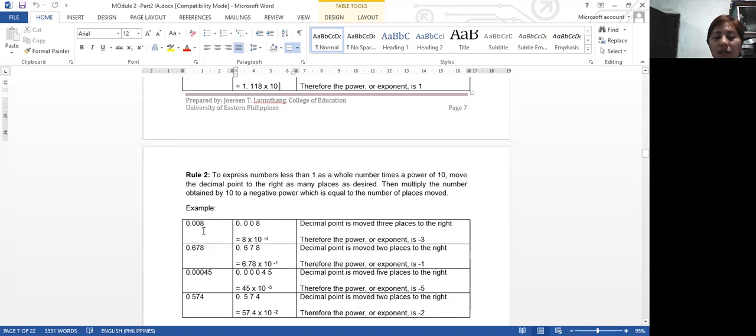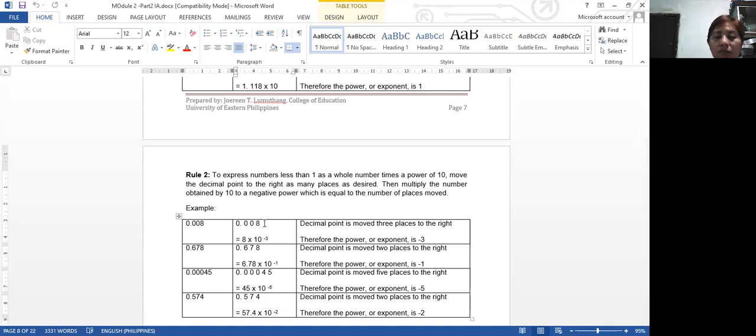Okay, like for example here, it's 0.008. So if we are going to make it a whole number, take note that the decimal point is here, and then we are going to have it here. Okay, so we're going to move.